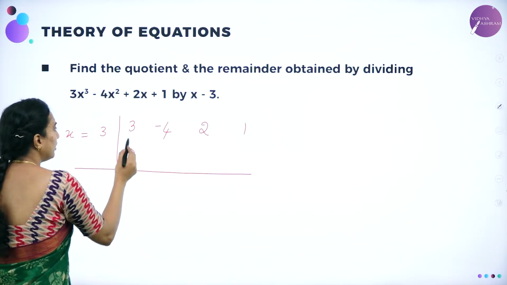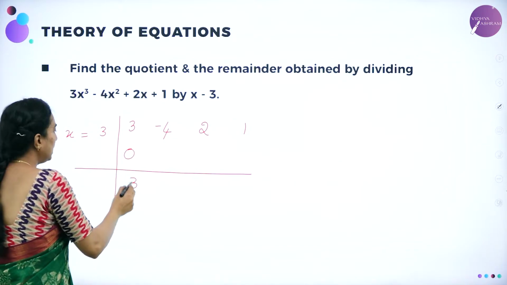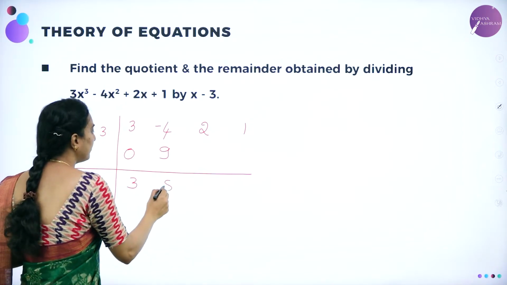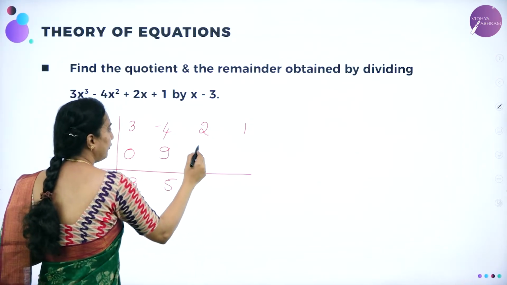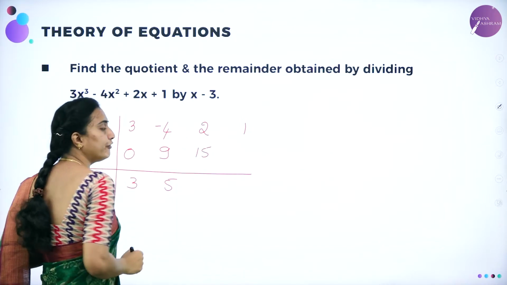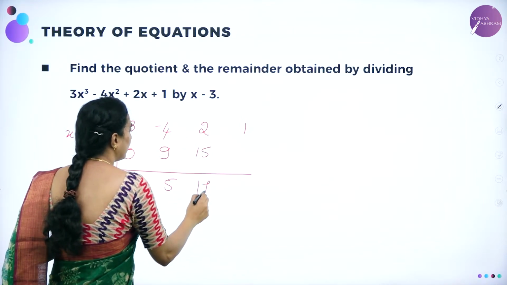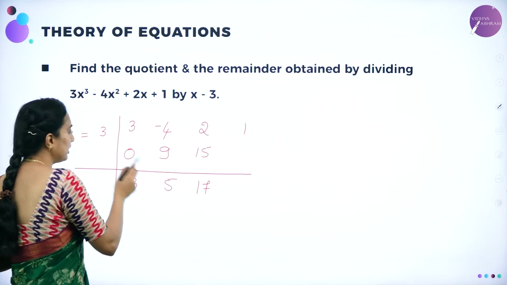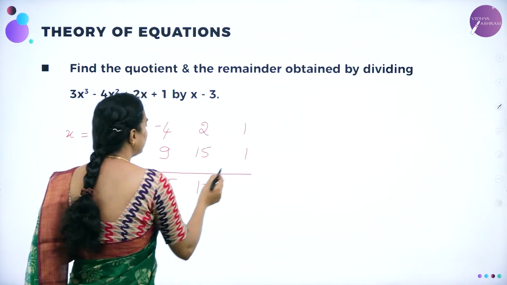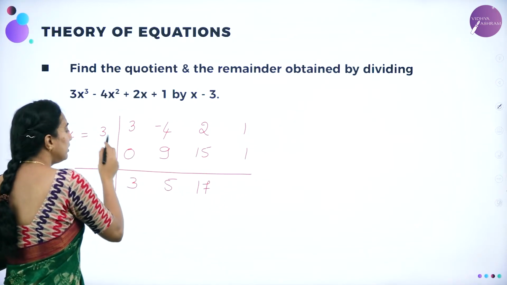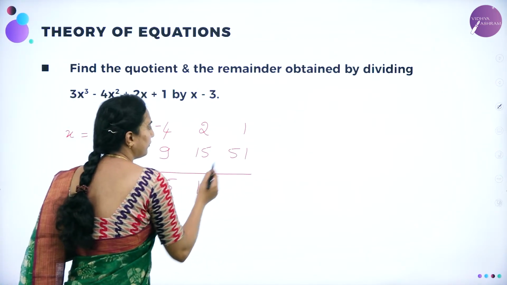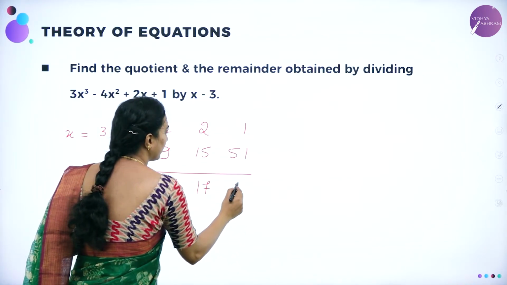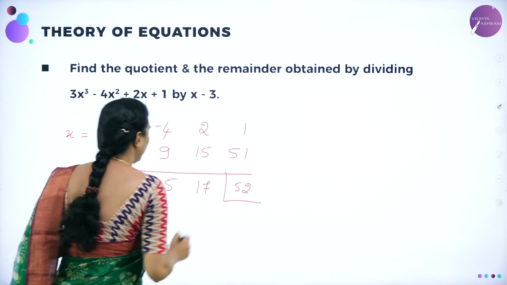Now adding 0 here, 3 plus 0 gives you 3, 3 3s are 9, minus 4 plus 9 gives you plus 5, 5 3s are 15, now 2 plus 15 is nothing but 17. Now you are going to have 17 3s are, which is nothing but 51. See, 7 3s are 21, again 2 is remainder. 3 1s are 3, 3 plus 2 is 5. 51. Now you are going to add this one. 51 plus 1 is nothing but 52. Now remainder is nothing but the 52 you are getting.